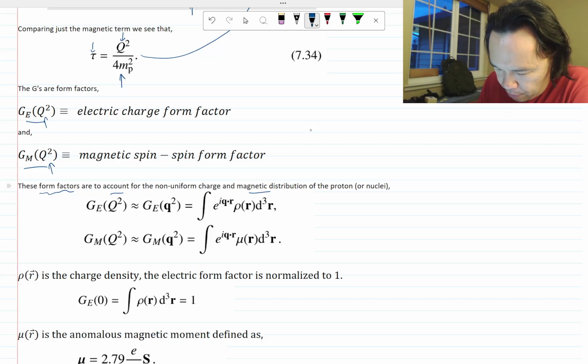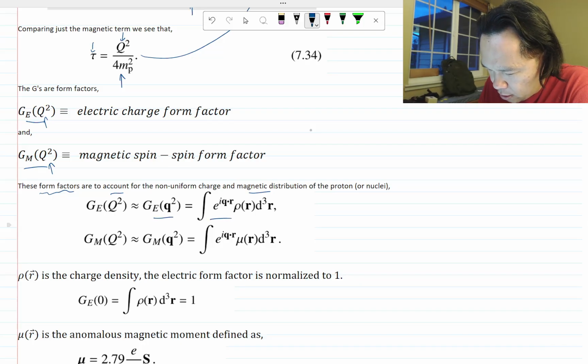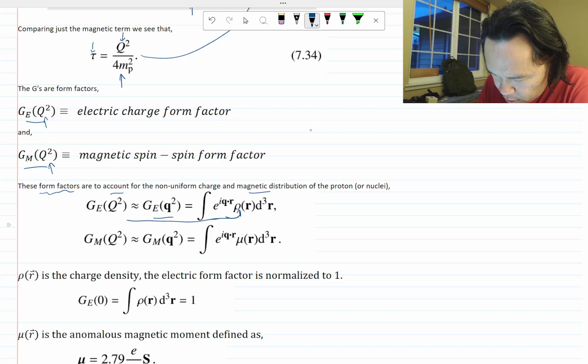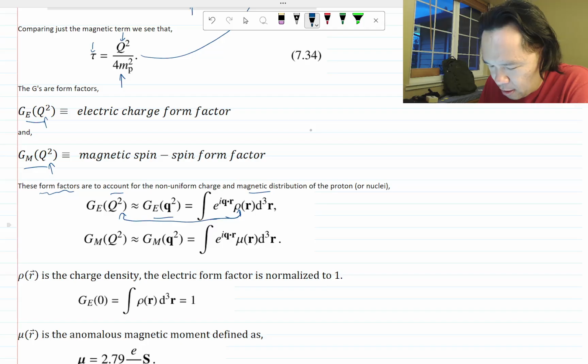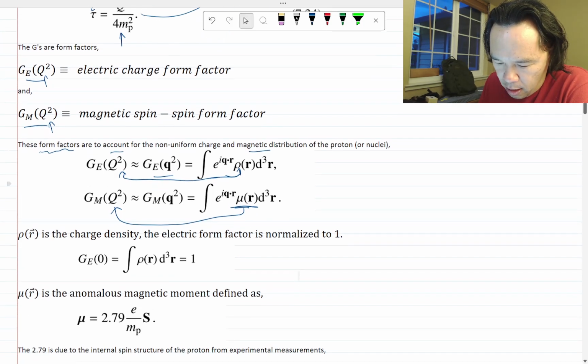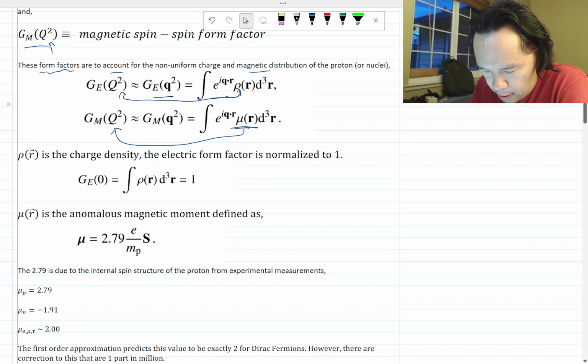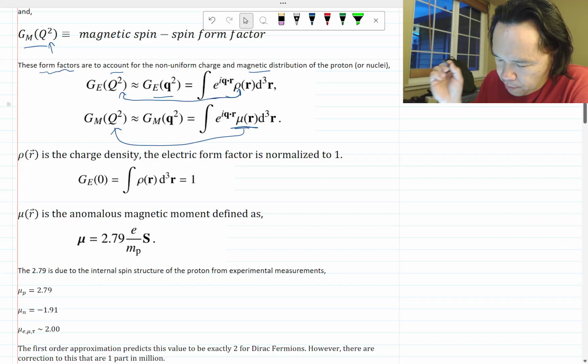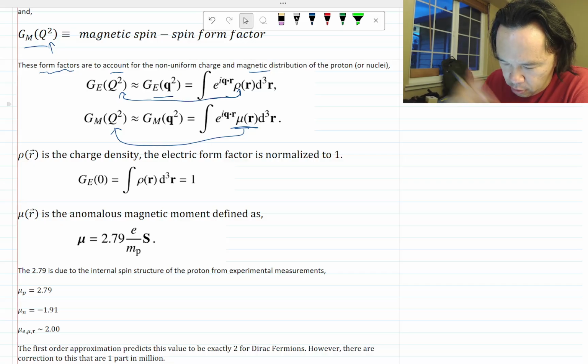Okay, and the way to think about this is that you're actually doing what's known as the Fourier transform of the charge distribution, which gives you q squared, which gives you the electric charge form factor. And then if you do a Fourier transform of the magnetic moment of whatever particle we're talking about, then you get the magnetic form factor. All right. And now we're going to have to talk about how these things are normalized to each other.